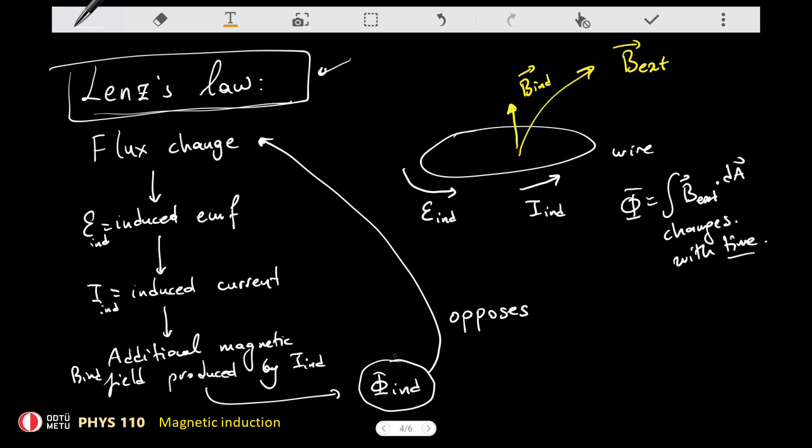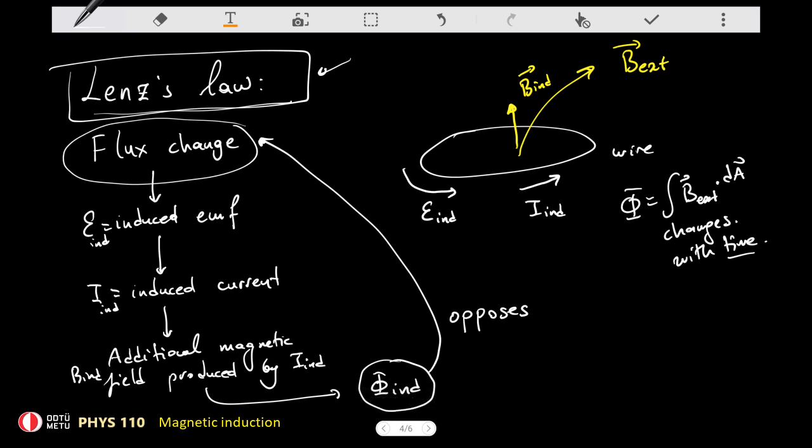So we are not claiming that this induced flux somehow overcomes this flux change, so therefore the flux doesn't change, or anything like that. We don't claim anything like this. Flux always changes, but at least this is opposite to that. So as a result, this is how we use Lenz's law. So we just express it like that.